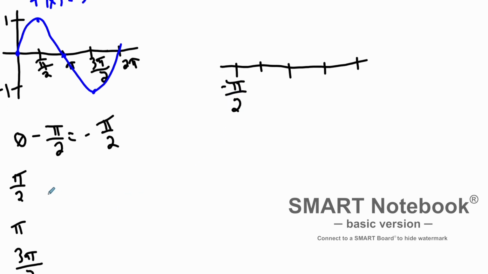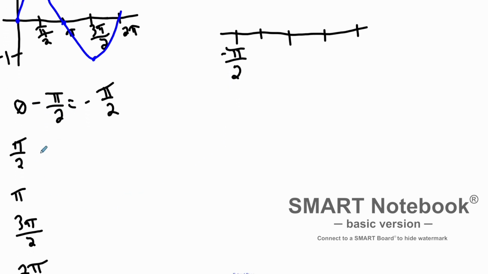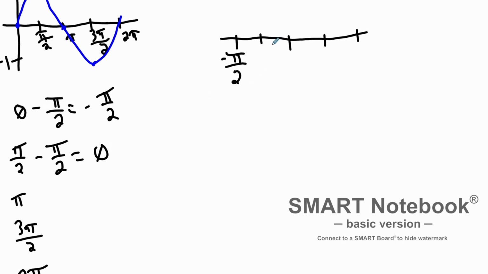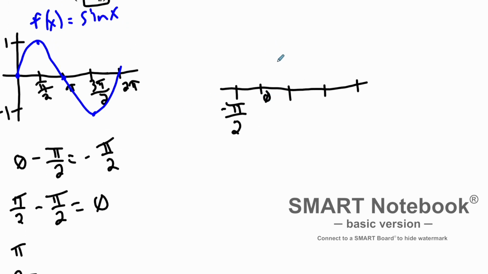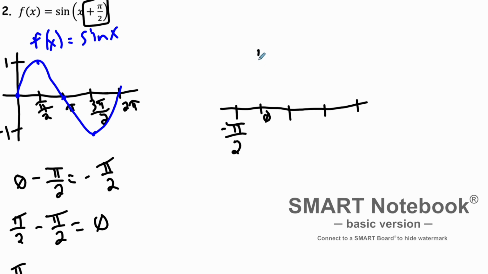Okay, and again, we're going to repeat this process all the way down. So pi over 2 minus pi over 2. Well, what does that give you? Pi over 2 minus pi over 2 is 0. So I know this next point here is at 0. Well, what happens at 0? You guessed it, that's the y-axis. So let's fill that in. This is going to be 1 down to negative 1.